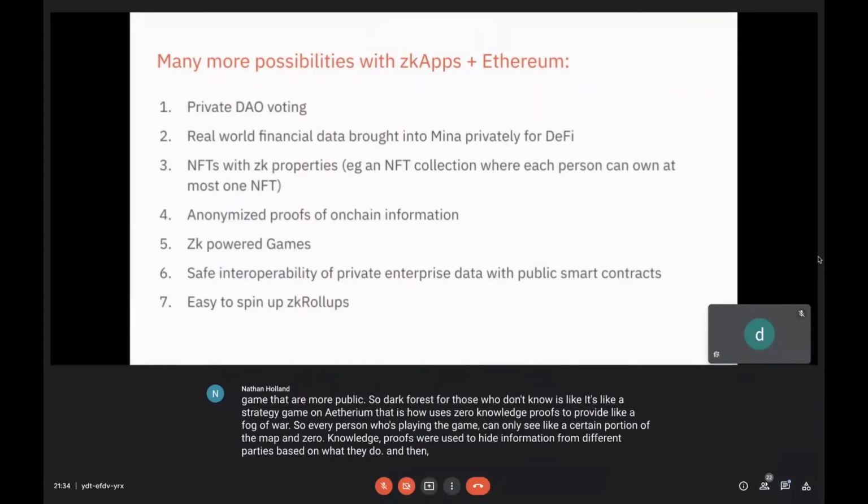And then another use case is interacting with private enterprise data. You can import private enterprise data into Mina ZK apps and provide proofs of that information to Ethereum.